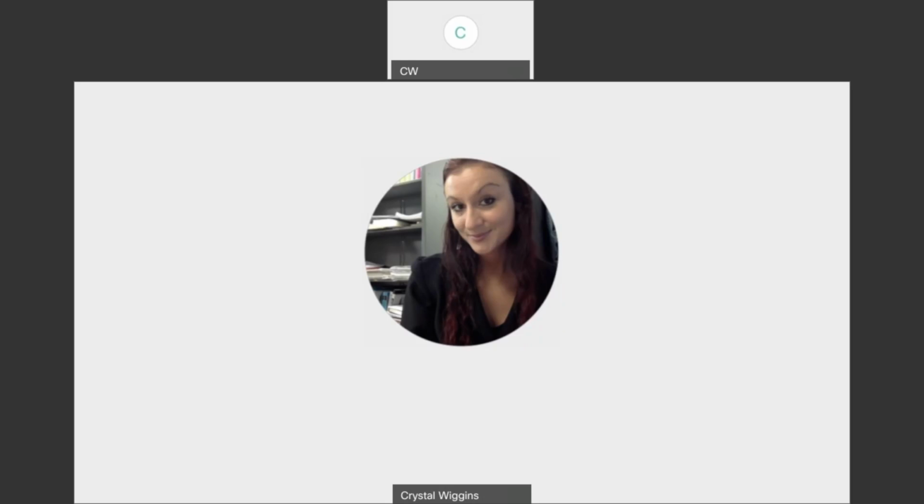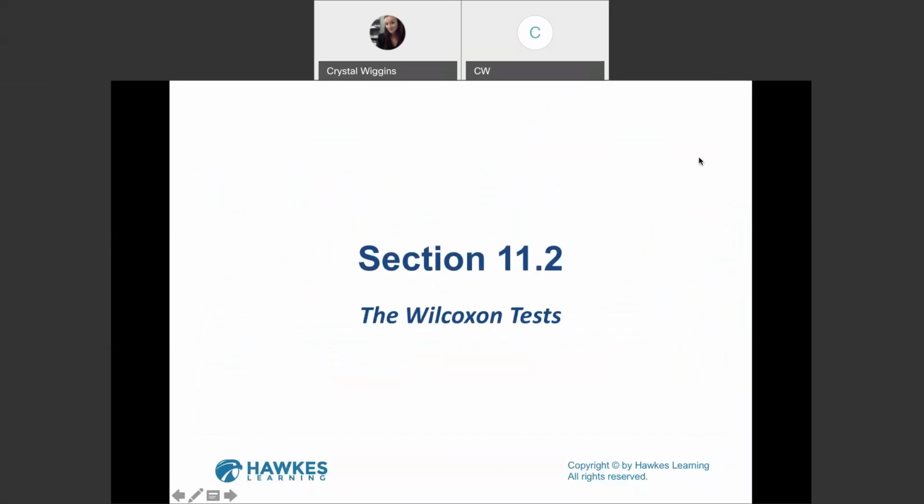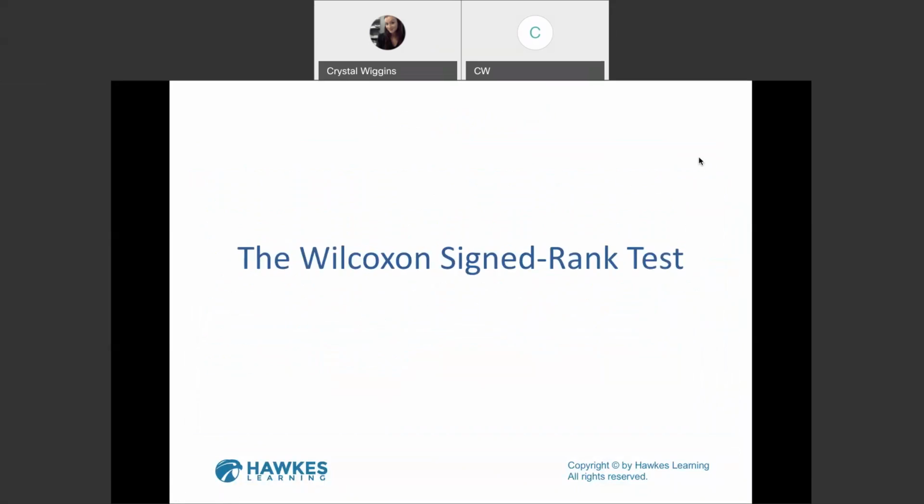So let's jump over to the PowerPoint. I just realized it's not at the beginning, so there we go. Okay, so 11.2, we're going to dive into two different Wilcoxon tests. The first one is the signed rank test, and the next one is the sum rank test. Neither one of these can be done in our Guru.